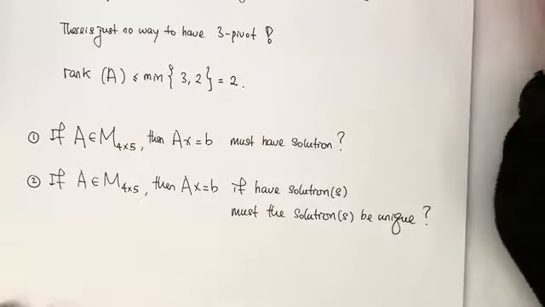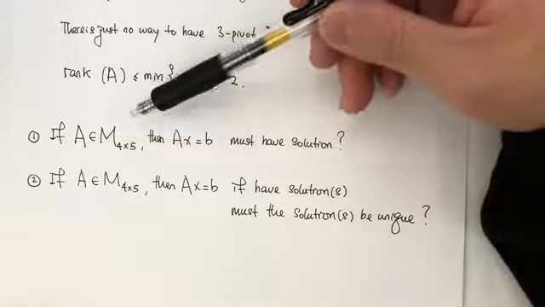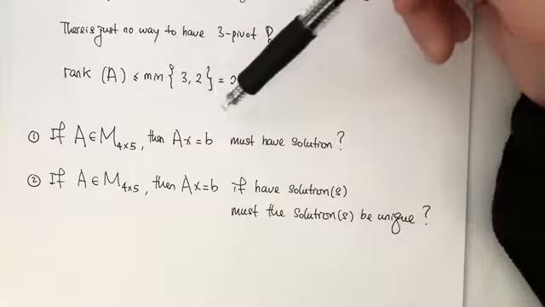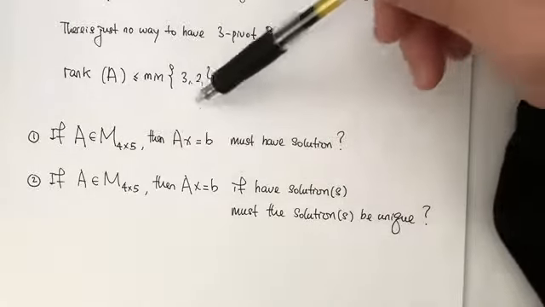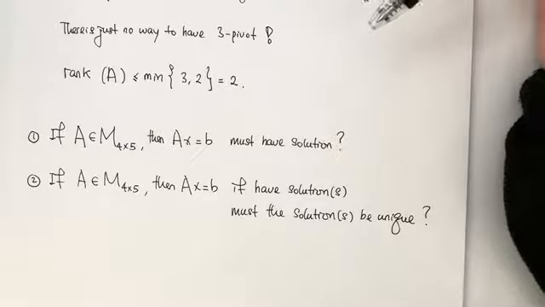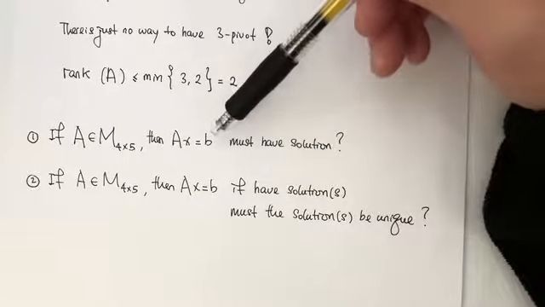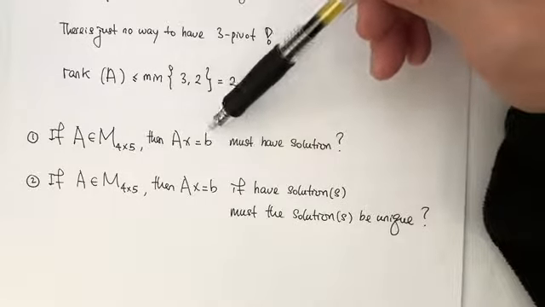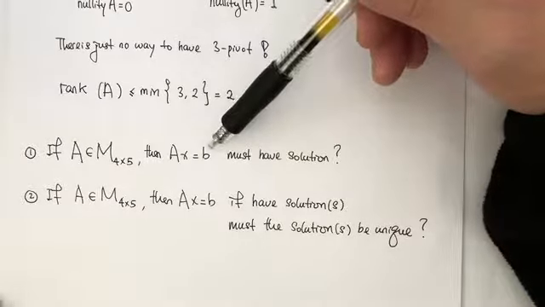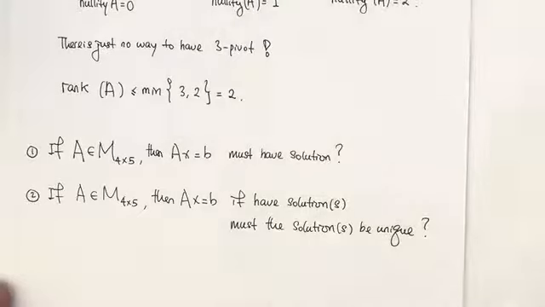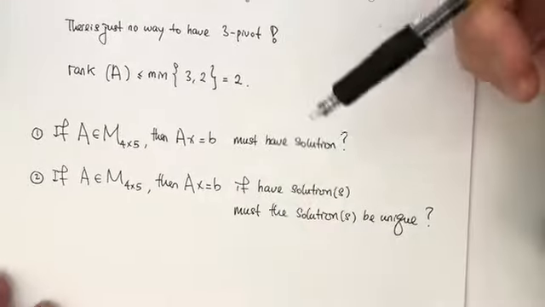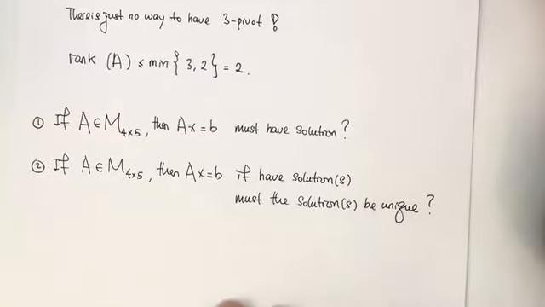Say, for example, you have a matrix A of size 4 by 5. The question is whether or not this system of equations must have a solution. Well, this system has a solution or not depending on whether this vector B is in the column space of A or not. Okay, let's look at the second question before we look at the solutions.